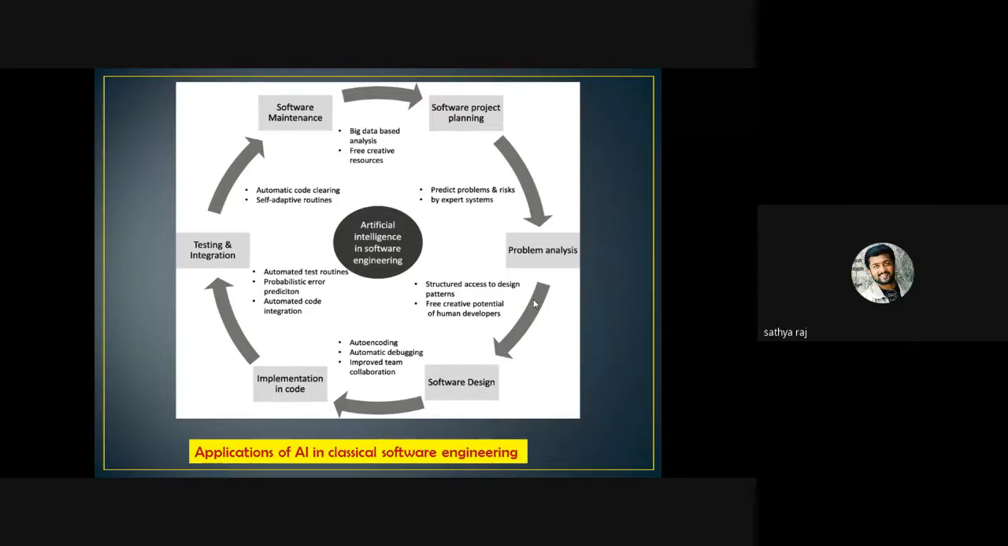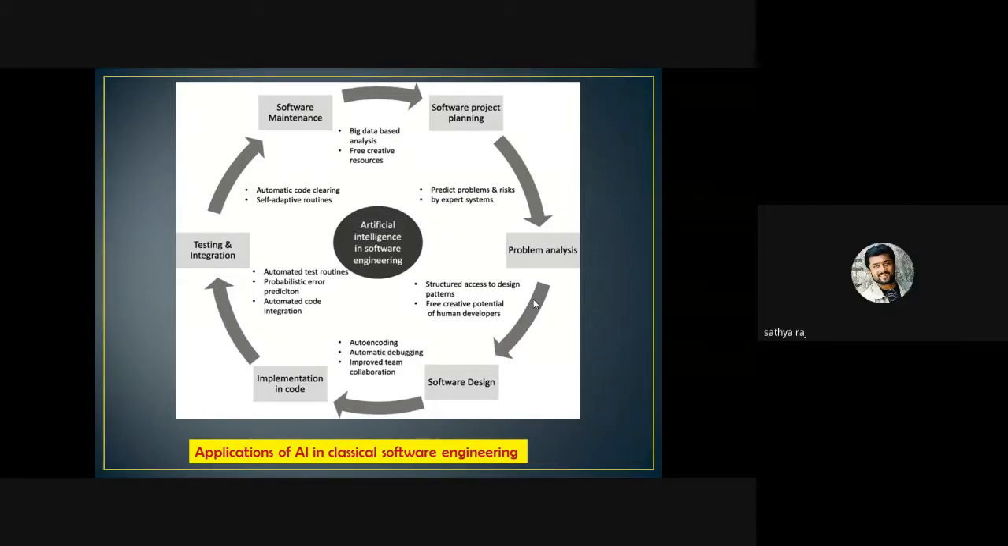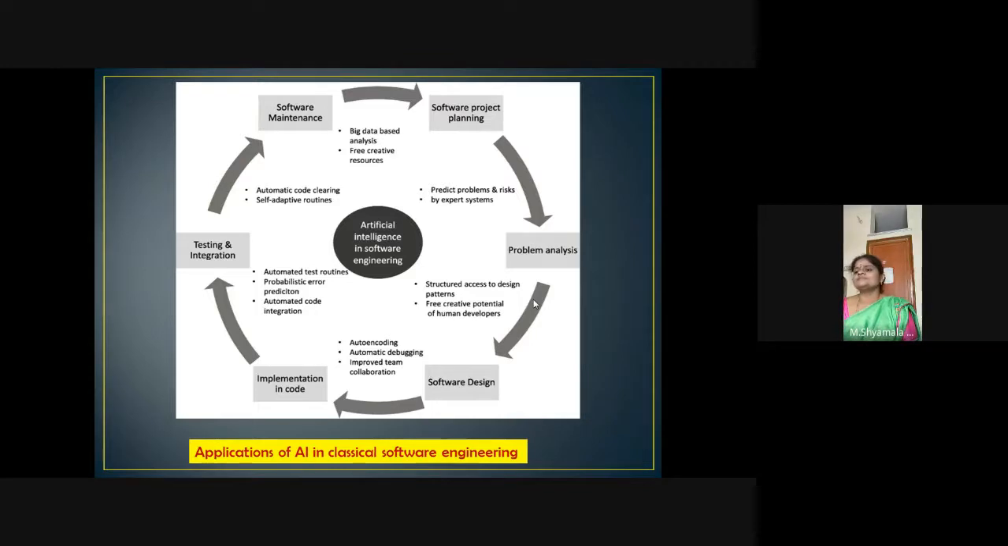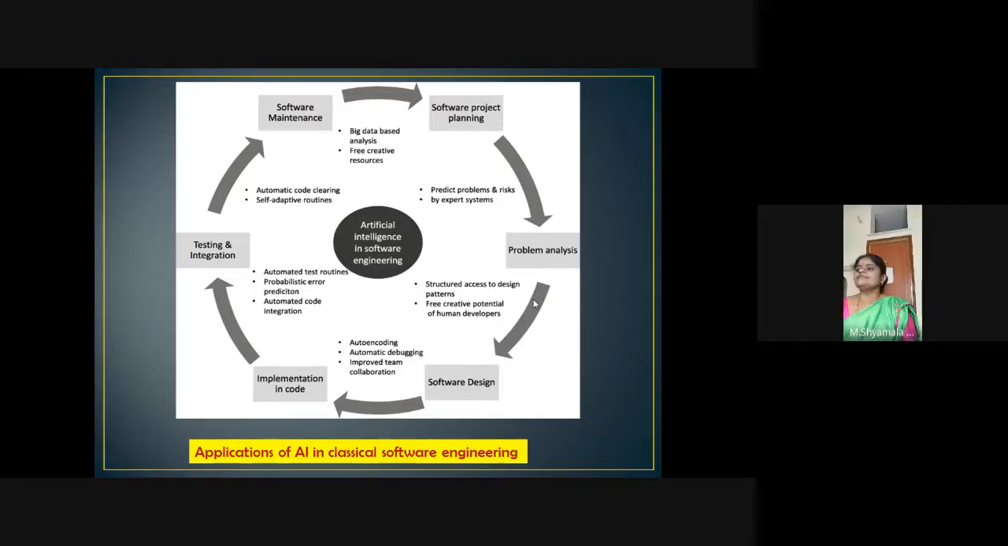We require, in software design and implementation, code and automated test routines, probabilistic error prediction, and automated code integration. So automatic code clearing, self-adapting routing, and big data based analysis and free creative resources have to be maintained in software engineering, which requires artificial intelligence to make it more convenient.